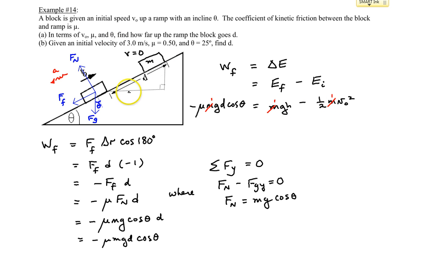That h is this little height h that goes up. If you see this triangle in here, with d and h, and this angle here is theta, we know that sine theta is equal to h over d. So h can be replaced with d sine theta in the above expression.